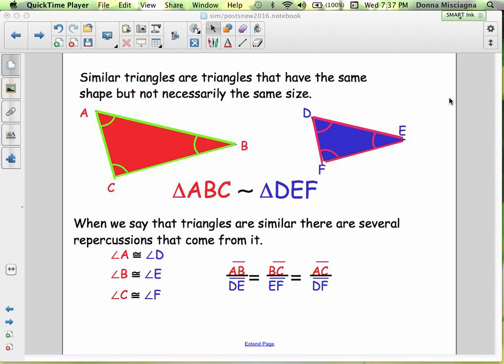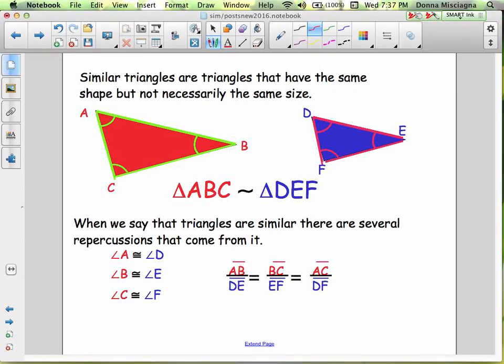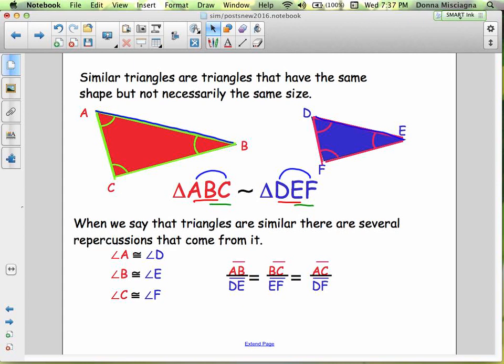So the ratio of AB to DE is going to be in the same proportion as BC to EF as to AC to DF, right? So those corresponding sides have to be in the same proportion, and I can also mark it up here, right? So AB is in the same proportion as DE. You can barely see that blue one there. And BC is in the same proportion as EF, and AC is in the same proportion as DF, right? So our corresponding sides have to be in the same proportion.